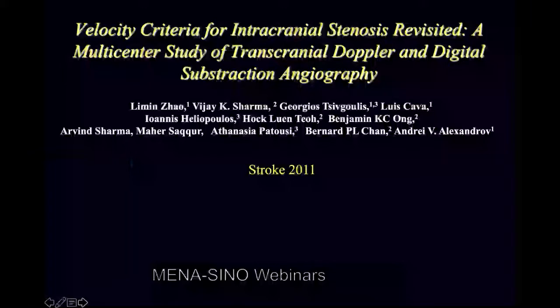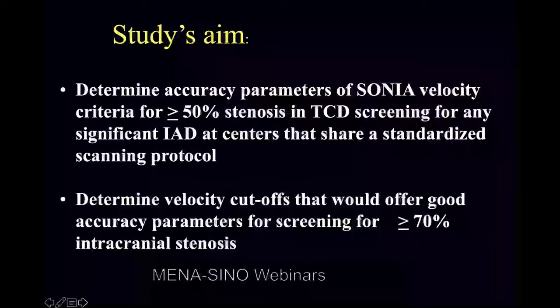So the next thing is we went ahead, Limon, and actually I was part of this study. We looked at the velocity criteria for intracranial stenosis, and we revisited them based on transcranial Doppler, comparing with the gold standard of the cerebral angiogram. And we came up with a very interesting criteria. I will share it with you.